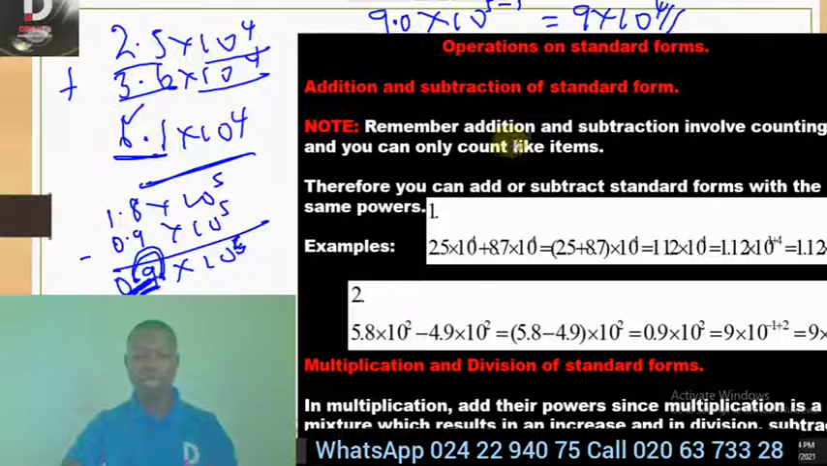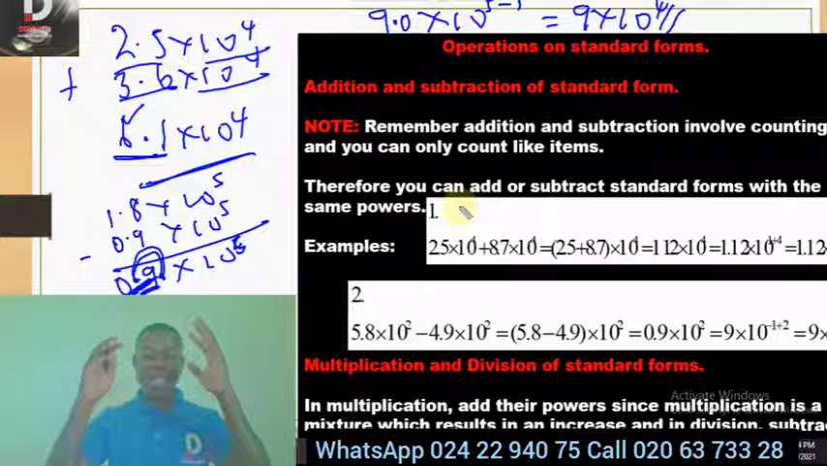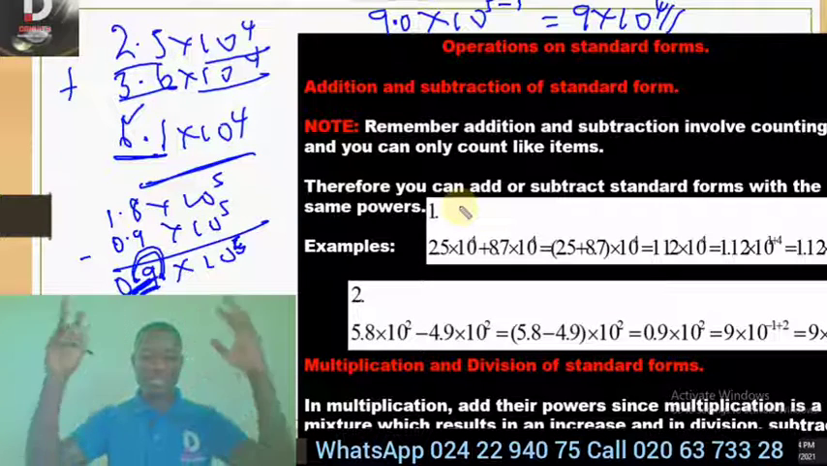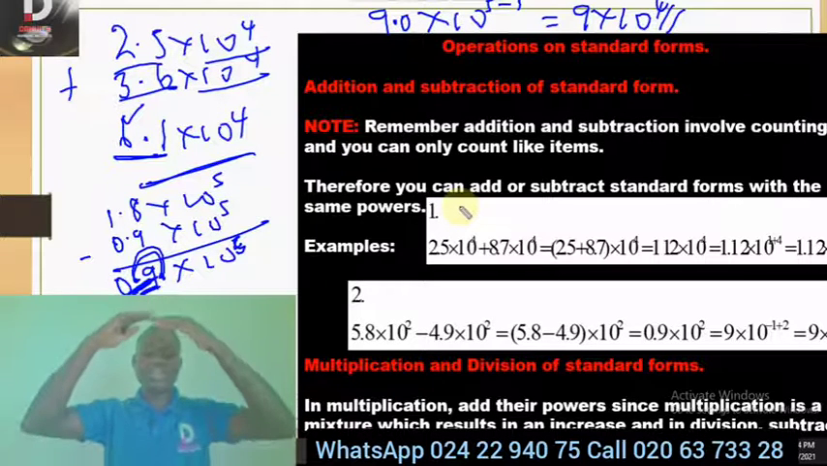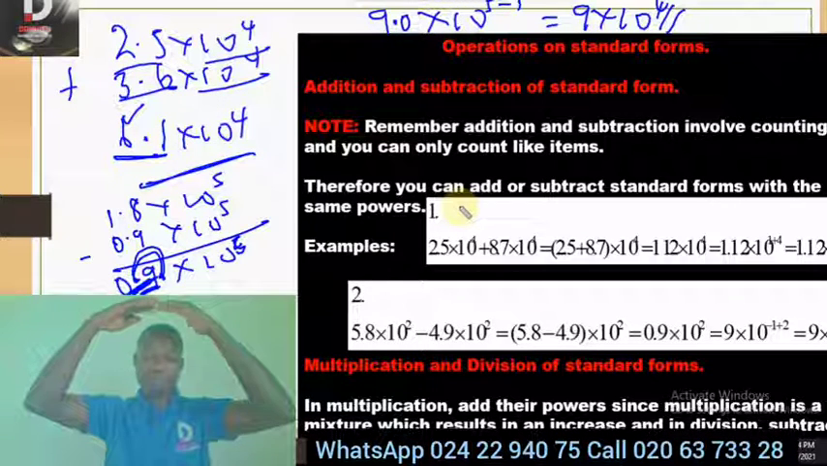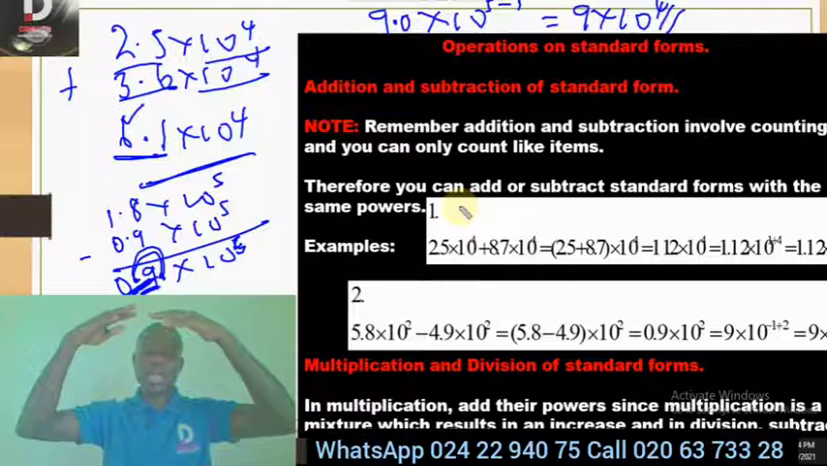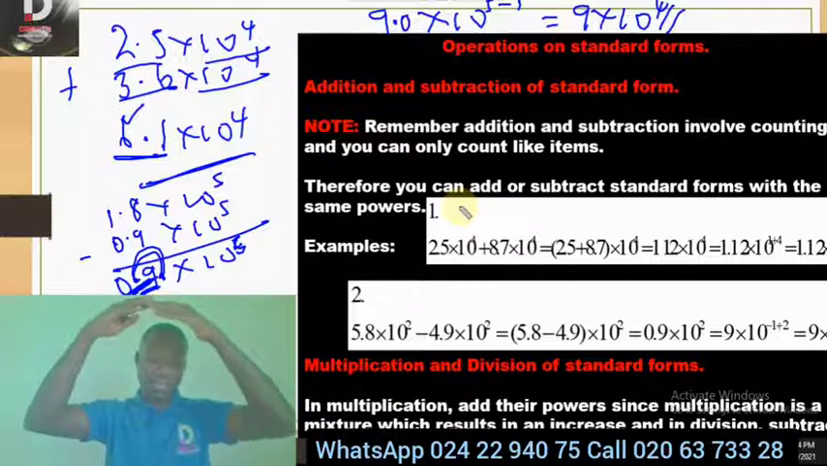So when you finish, make sure the number is in standard form. As for multiplication and division, you don't mind the power. You apply the principle of algebra. You know that for algebra, multiplication of equal bases, what do we do? Add the powers. Because we believe that multiplication brings an increase, so we add the powers. So you multiply the numbers and add the powers.